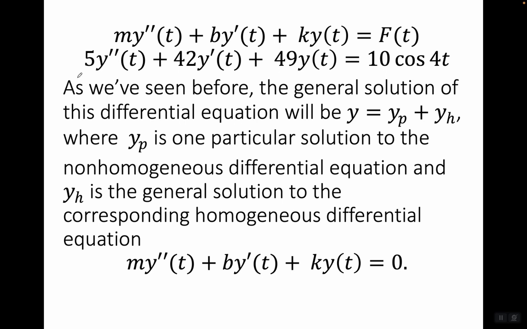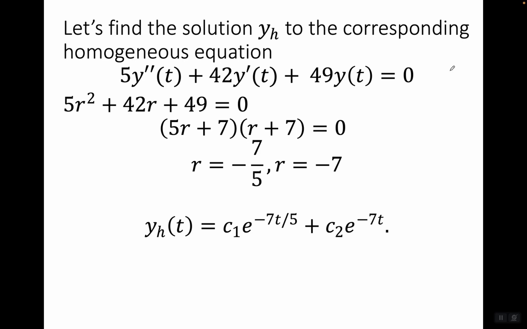We know that the mass is 5 kilograms, the dashpot constant is 42, the spring constant is 49, and the force acting on the object is 10 cosine 4t. As we've seen before, the general solution of this non-homogeneous differential equation is y equals y sub p plus y sub h, where y sub p is one particular solution to the non-homogeneous differential equation, and y sub h is the general solution to the corresponding homogeneous differential equation, my double prime plus by prime plus ky equals 0.